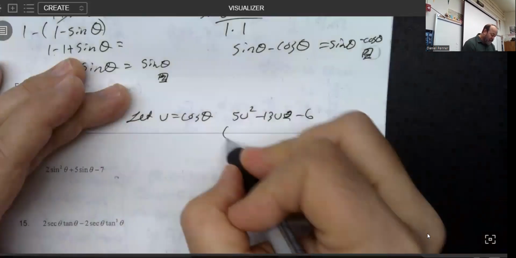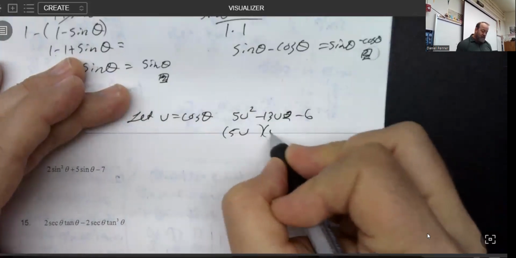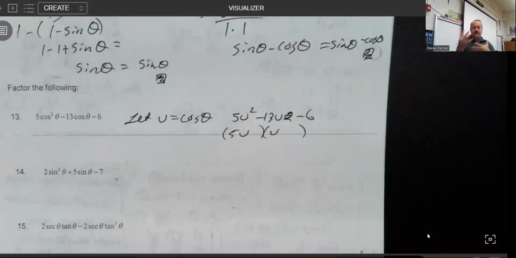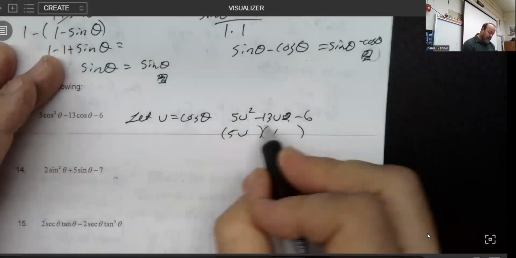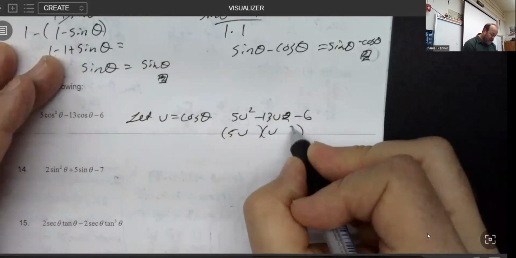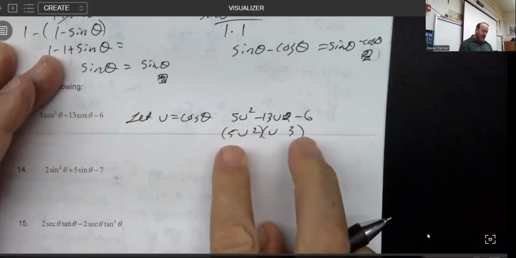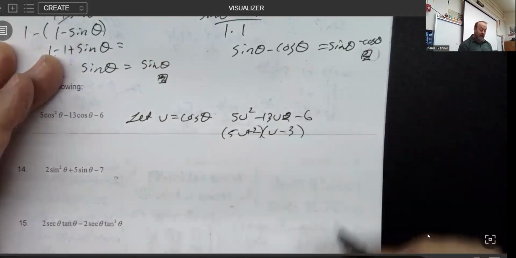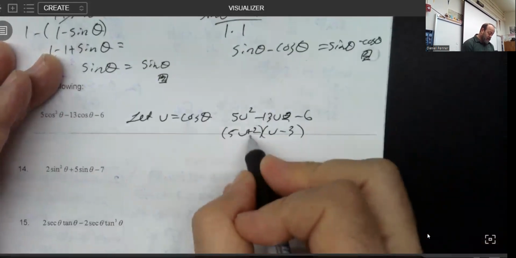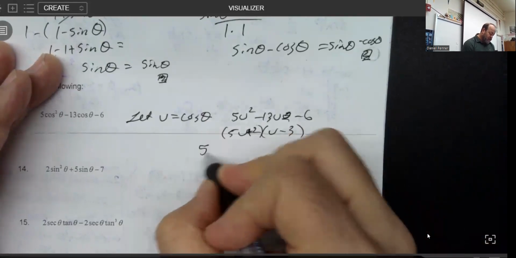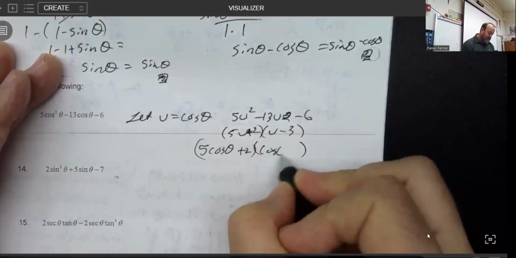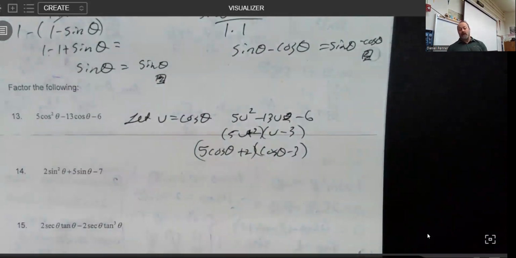And so we think through what it would be, and I'd have 5u times u would, of course, be 5u squared. And to get 6, it's either a 1 and a 6 or a 3 and a 2. And pretty quickly, since I'm looking for a number that's pretty big, I can see that a 3 and a 2 would work because 15 and 2 would make 13 if I had it in this area right here. But remember, u was the cosine, so we'd have 5 cosines plus 2, and we'd have a cosine minus 3.